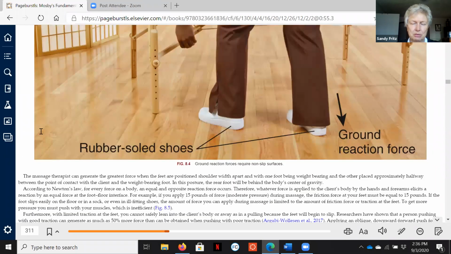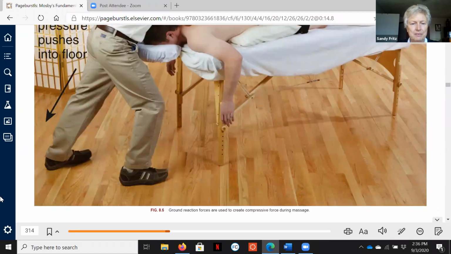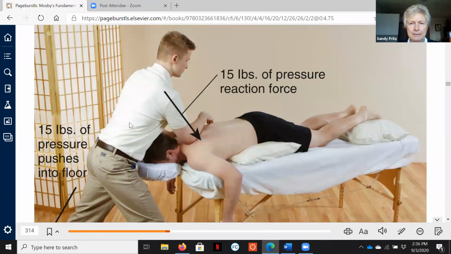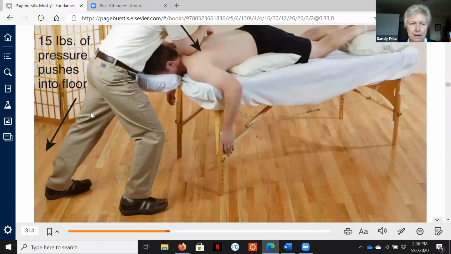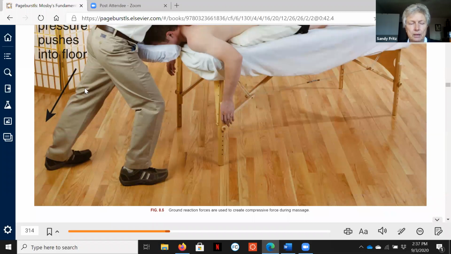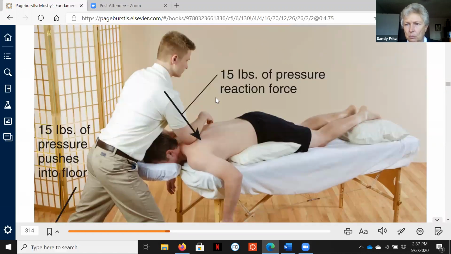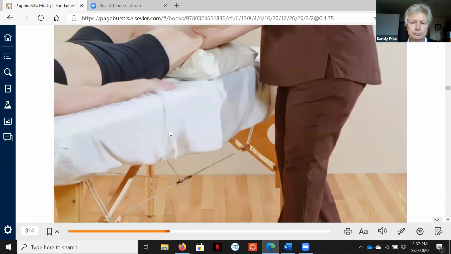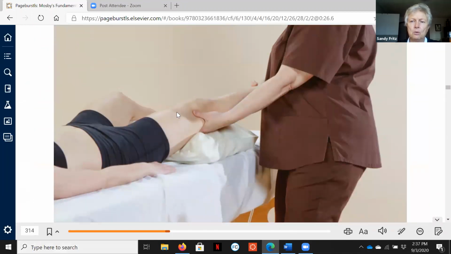There's the shoes. And then this is further describing that reaction force. If I press down into the floor, which is going to transfer my weight up, then that's going to go into the client. We don't push from our upper body to create the force. We use ground reaction force. We put pressure to the floor and then let that drive our weight forward. And then here's a pull, where we are using our body weight to go back.